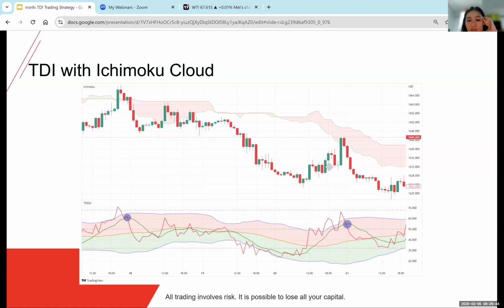And the second time this happened was when price rose up slightly to hit the Ichimoku cloud again. The red line crossed below your green line, giving us a bearish signal. And again, this happens in the upper limit of your Bollinger Band component. And we see prices also moving below that Ichimoku cloud. So it gives us an overall bearish signal.